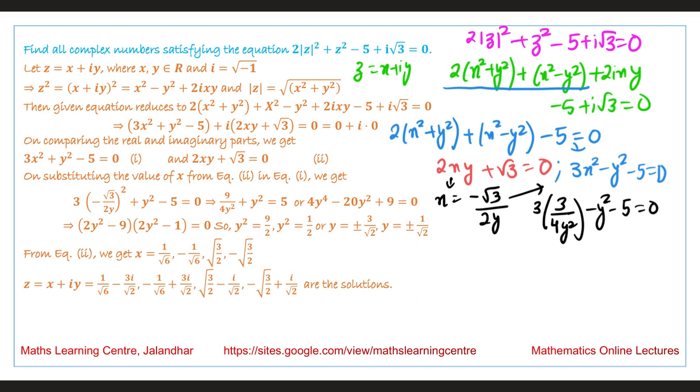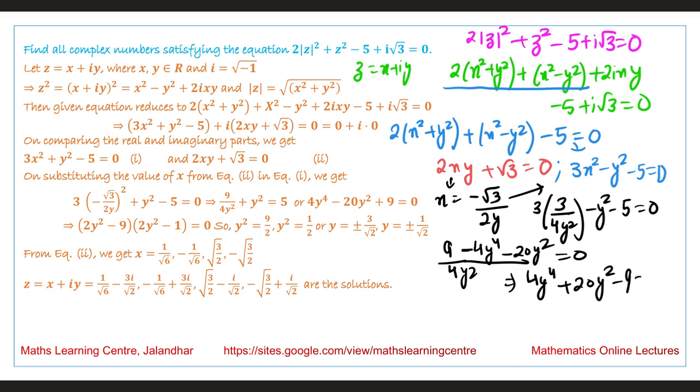So, this equation gives us, when we multiply these values, we obtain 9 by 4 y square, then minus 4y raised to the power 4, and then minus 20y square, that is equal to 0. So, the equation we obtain from this is 4y raised to the power 4 plus 20y square minus 9 is equal to 0, and we can factorize this as 2y square minus 9 into 2y square minus 1 is equal to 0.